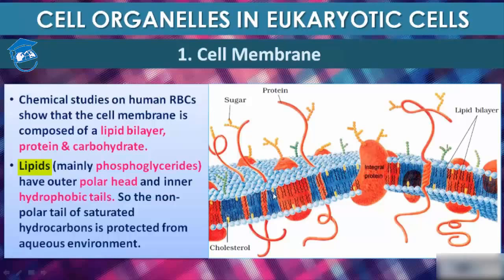So the non-polar tail of the saturated hydrocarbon is protected from the aqueous environment of the cytoplasm. See, this white area is cytoplasm. So this tail, as we know, is hydrophobic in nature, that means it repels water. So this non-polar tail of the saturated hydrocarbon is protected from the aqueous environment of the cytoplasm outside. That's why it is oriented inward.